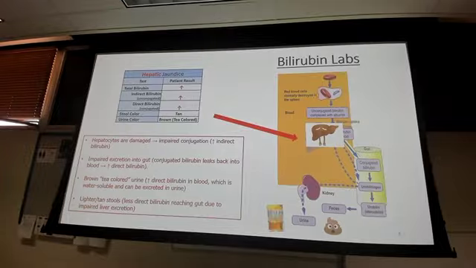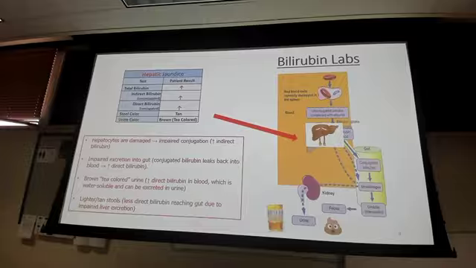Sir, did you say unconjugated or conjugated is the one that's being pushed back into the urine at this point? The conjugated. You have a high level of unconjugated still, but now you're pushing conjugated back to the blood.